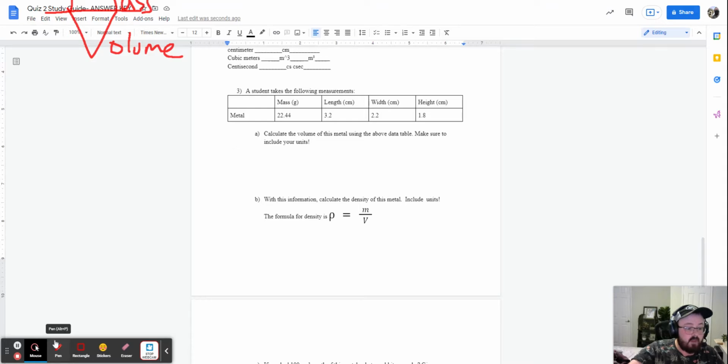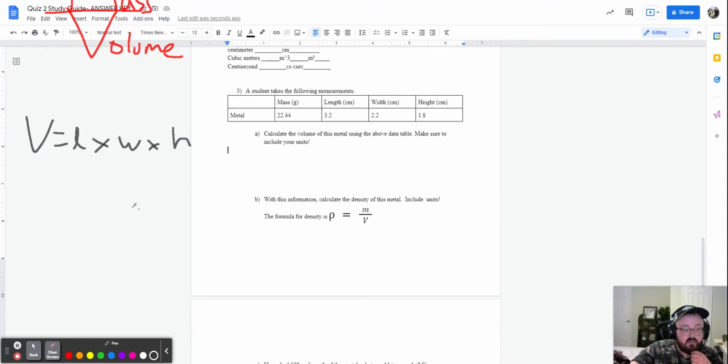So how am I gonna do this? All right, I'm gonna try something, and we're gonna see if this works, because I want to keep this study guide with answers. So let's see if this works. All right. So volume, we know that it is the length times the width times the height, right? So this is going to equal 3.2 centimeters times 2.2 centimeters times 1.8 centimeters equals.